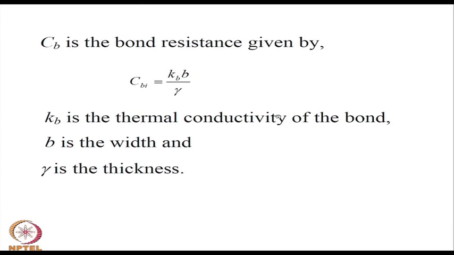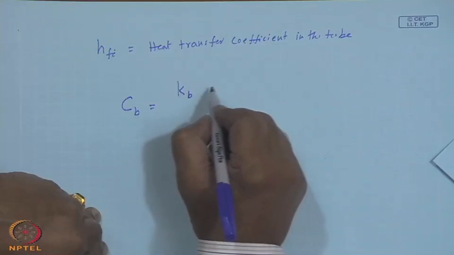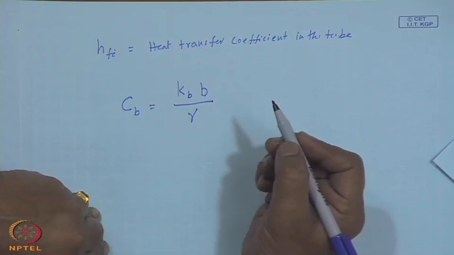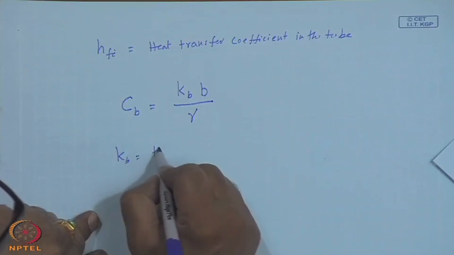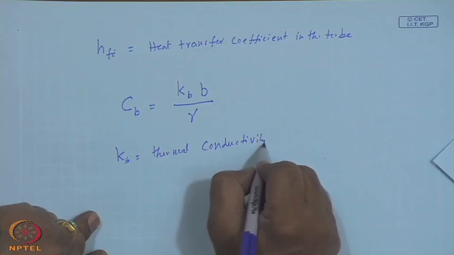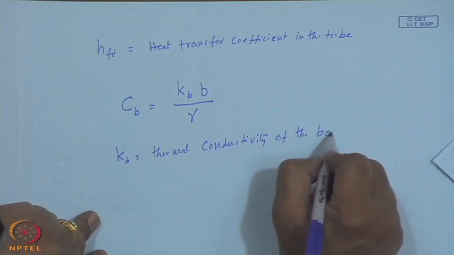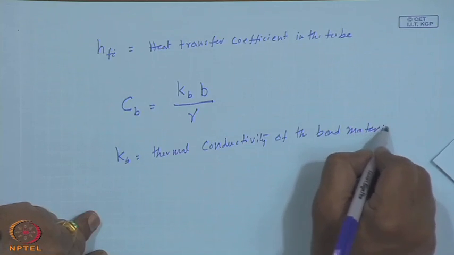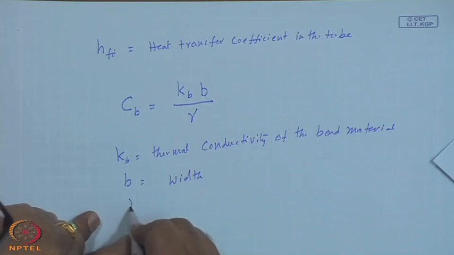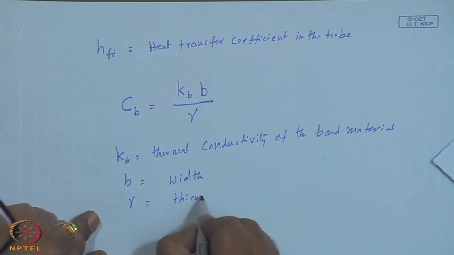So, it should be something in between, and the bond conductance Cb is given by kb, the thermal conductivity of the bond material, times B, the width of the bond material, divided by gamma, the thickness. Once again, this gamma is not to be confused with the azimuthal angle. Of course, they do not appear side by side simultaneously.